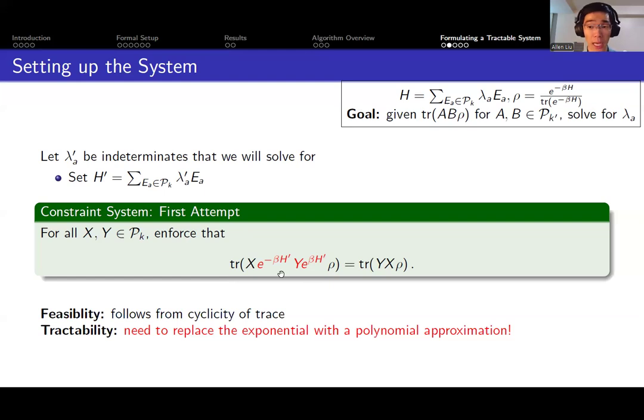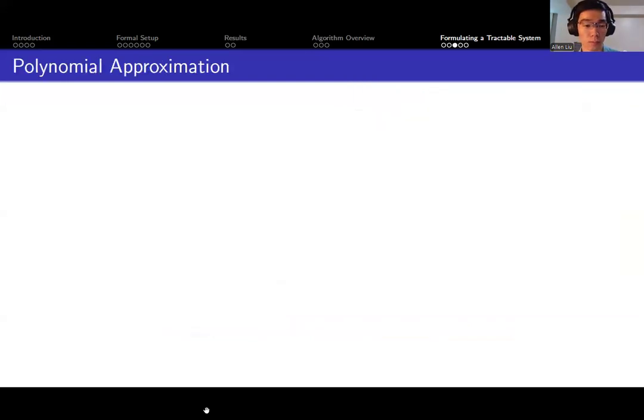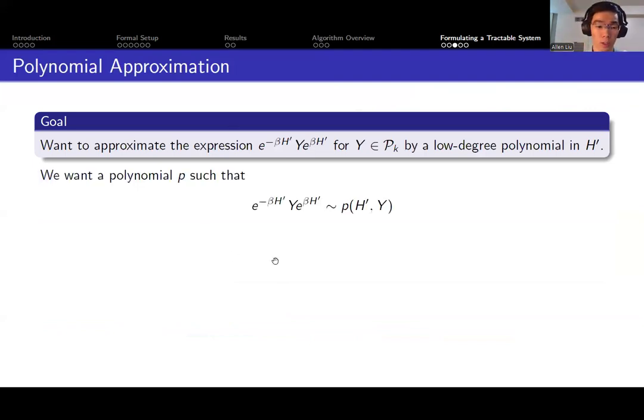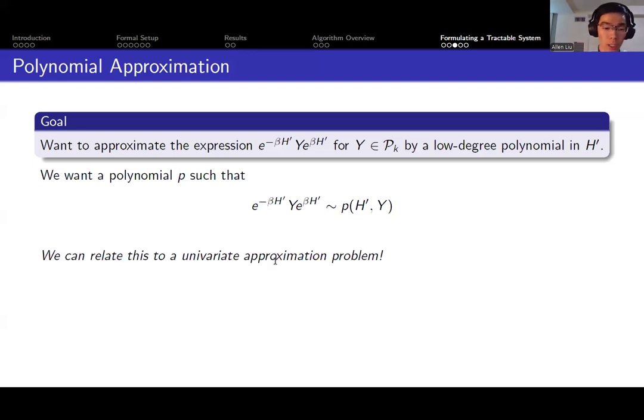because it has this exponential. And to formulate a tractable system, we really want to replace this exponential with a polynomial expression. So we want to replace this exponential expression with a low degree polynomial. And it turns out that we can relate this to a natural univariate approximation problem.